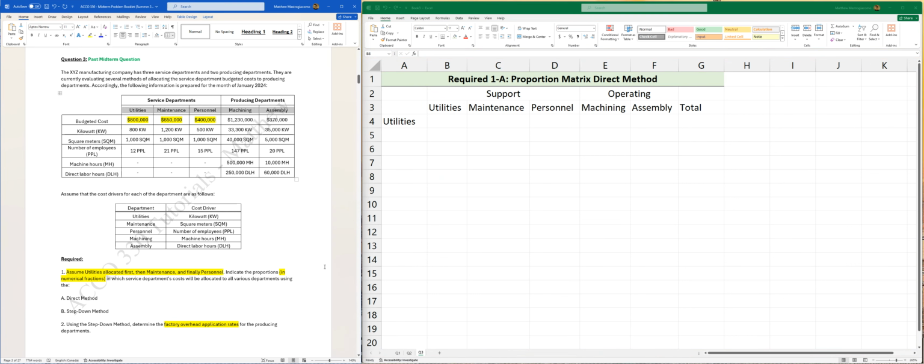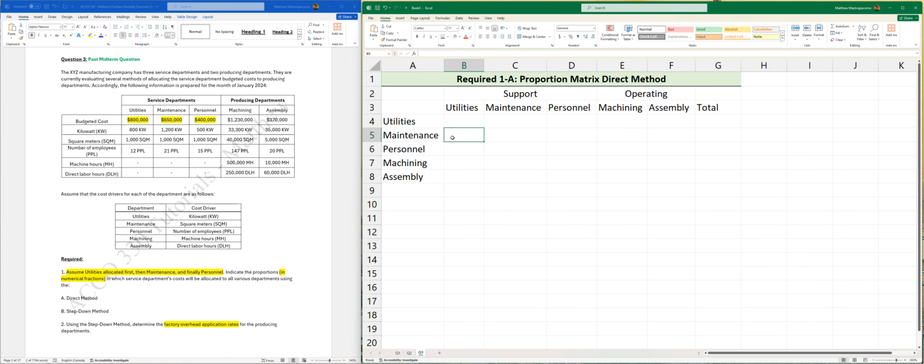And then the key thing here, guys, is numerical fractions, okay? Now, when going through this question, let me just put in everything here. Let's fill this all in first. Let's do this: machining, assembly. Okay, so we've got our matrix here.